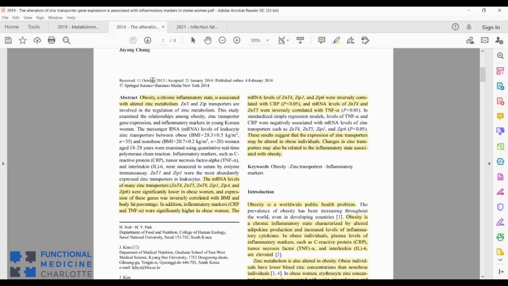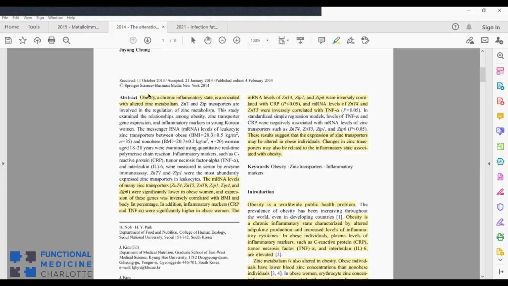So obesity is a chronic inflammatory state, and we're talking about the 80% who are metabolically unhealthy, okay? And in those people, the chronic inflammation driven by obesity alters zinc metabolism.